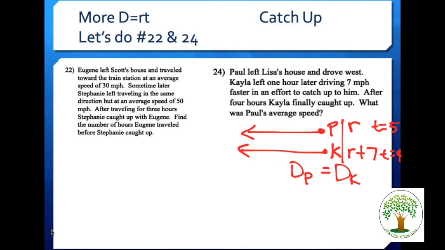So we plug in for distance, we plug in rate and time, right? So Paul's distance is going to be rate times time, which is what? 5 times R. That's correct. And what about Kayla's? That would be 4 times R plus 7. Yeah, and I'm going to put the R plus 7 in parentheses.